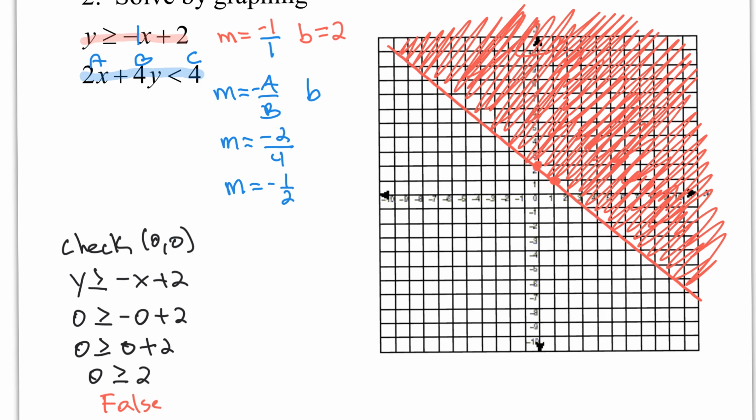My y-intercept, you will take C divided by B. So the y-intercept is 4. That's your C value. Let me just show you guys the 4 here. And B is 4. So 4 over 4. So that reduces to 1.